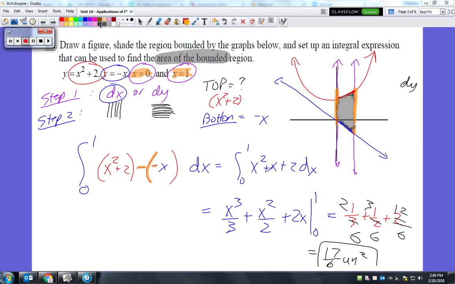Orange is on top of red. There's one integral.